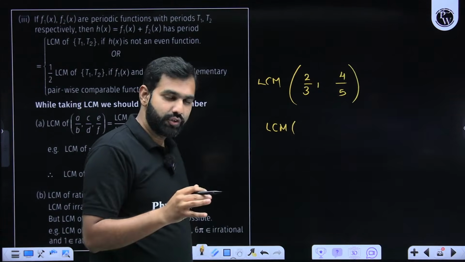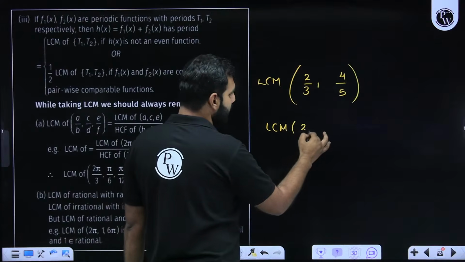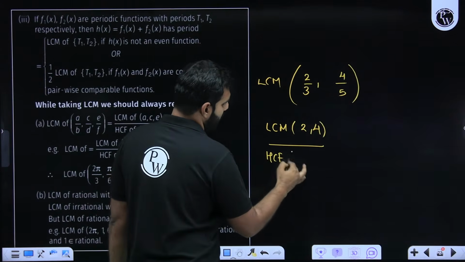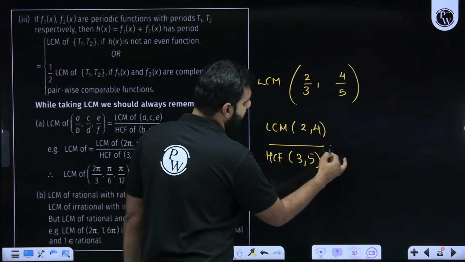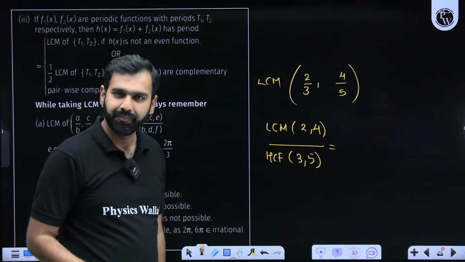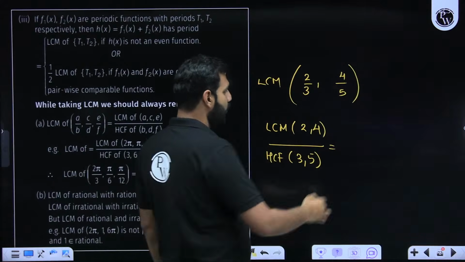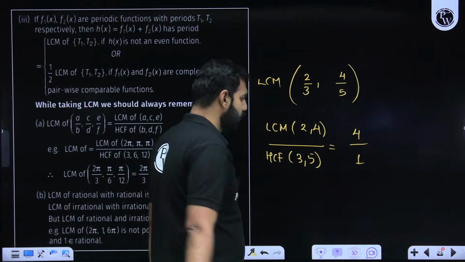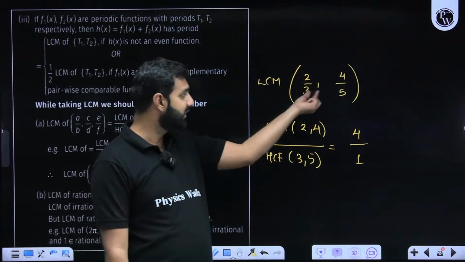Do you remember that? A very basic funda I'm asking you to remember. With fractions, you take the LCM of the numerators. So you'll be taking the LCM of 2 and 4, and you take the HCF of 3 and 5. And that's how you write the LCM of these two fractions. Now, I hope you know the LCM of 2 and 4 will be 4. HCF of 3 and 5 will be 1. So with that, you can say that the LCM of these two fractions will be 4.